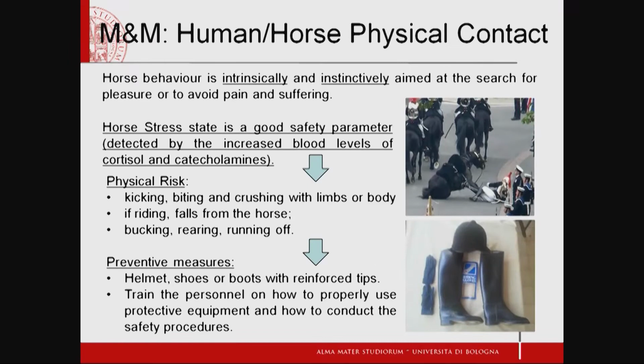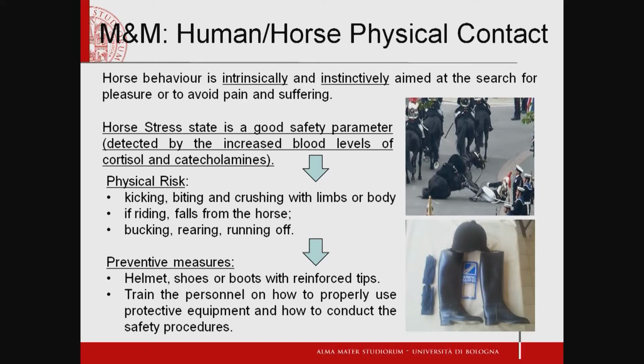The first source of risk is strictly related with the horse behavior, that is intrinsically and instinctively aimed at the search for pleasure or to avoid pain and suffering. In fact, the horse stress state is a good safety parameter that it's possible to detect by the increased blood levels of cortisol, for example.